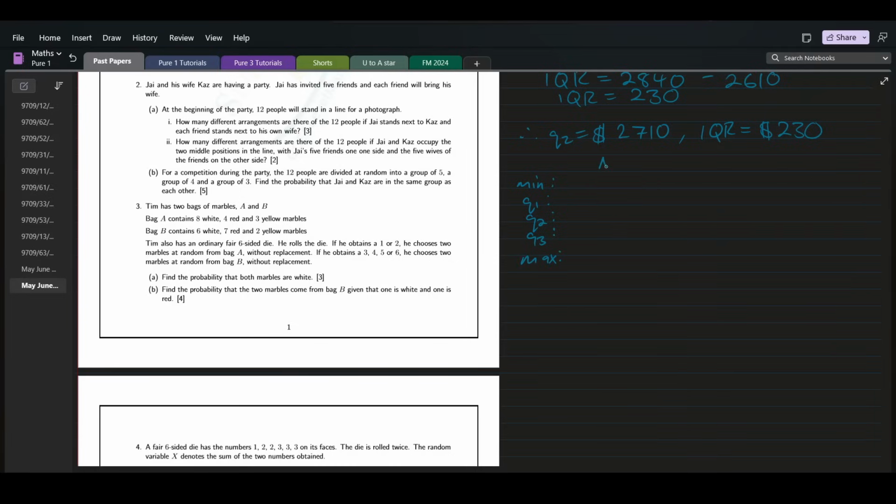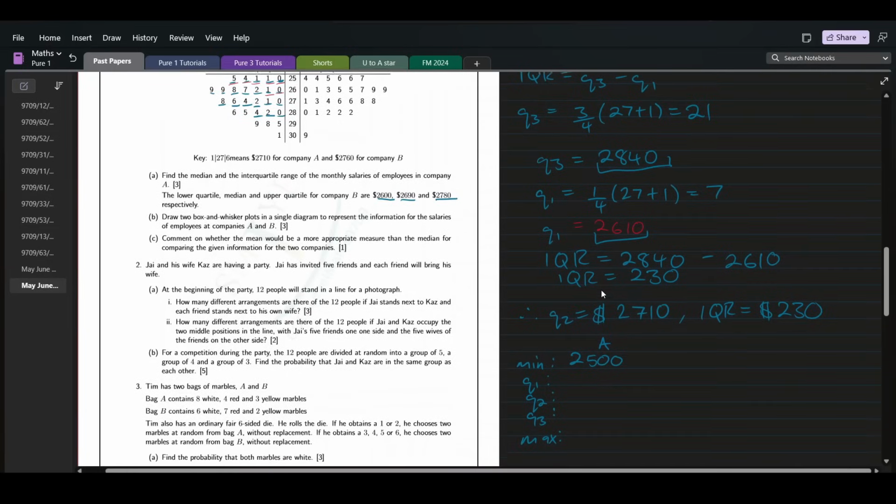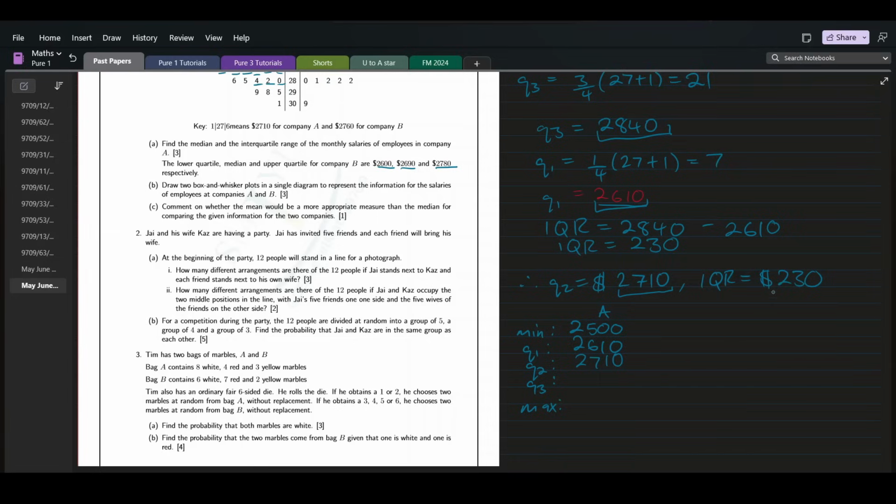Okay, so let's start with company A. If we go to the stem and leaf diagram, we can tell that the smallest value here is 2,500. And then Q1, Q2, and Q3 we evaluated in part A. So Q1 is 2,610. Q2 is 2,710. And then Q3 is, if I can find it, it's over here, 2,840.